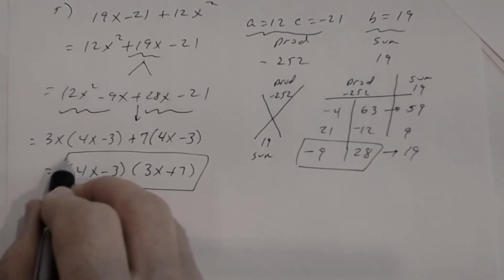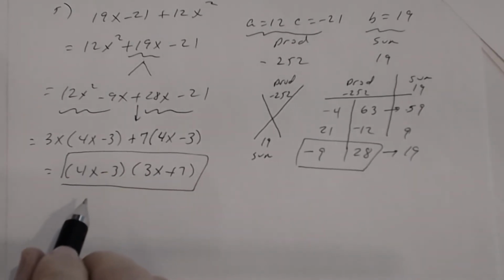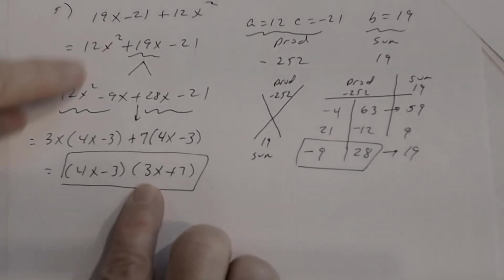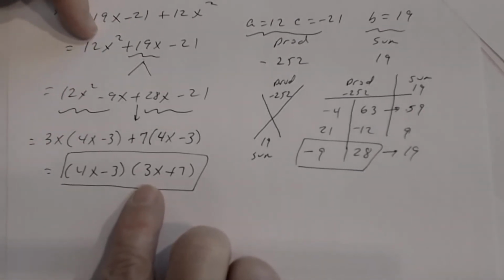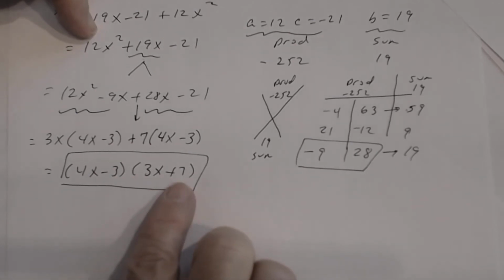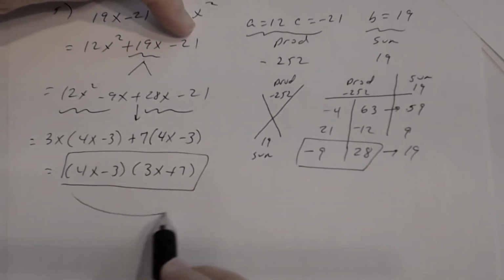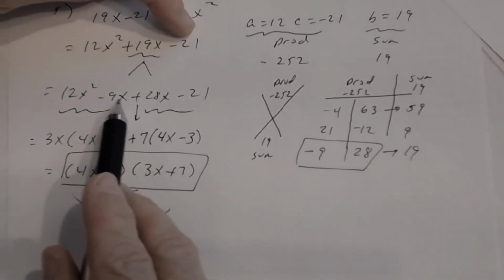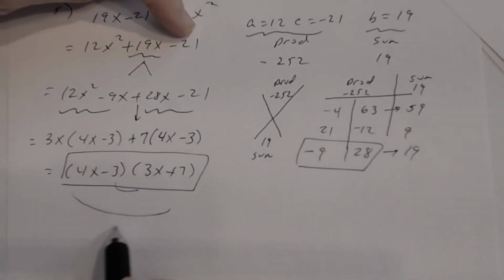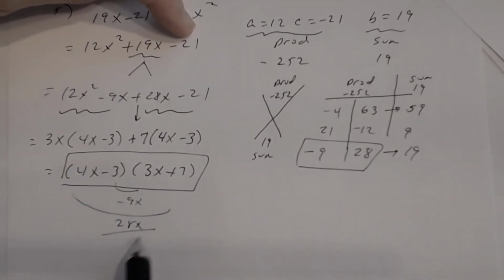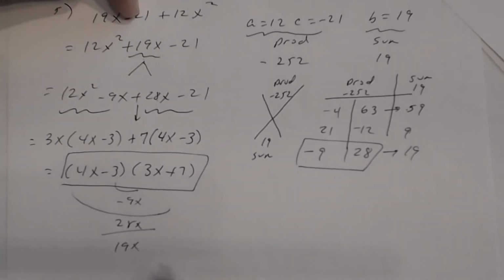And again, as always, check. 4x times 3x is 12x squared. Your last, a negative 3 times a positive 7, is a negative 21. And you remember your outer and your inner, you already knew what it's going to be. So your outer is 28x, right? That's this right here. Your inner is negative 9x. That's this right here. When you add them up, you get 19x. Okay, so there's your answer.